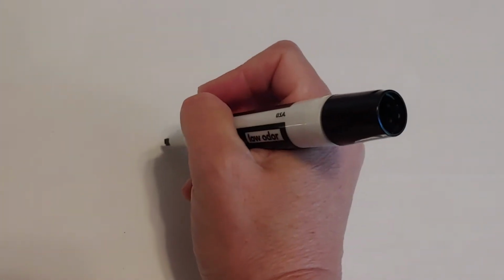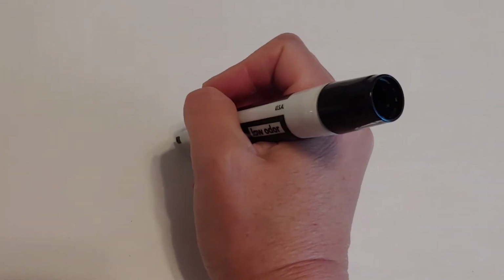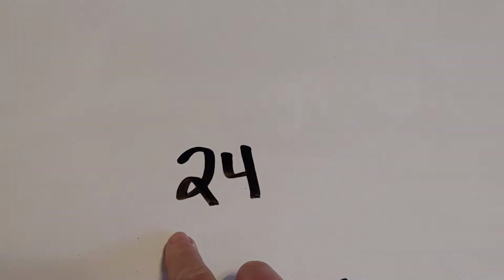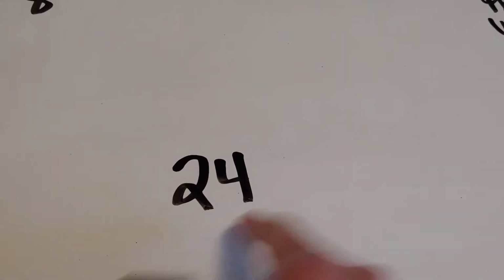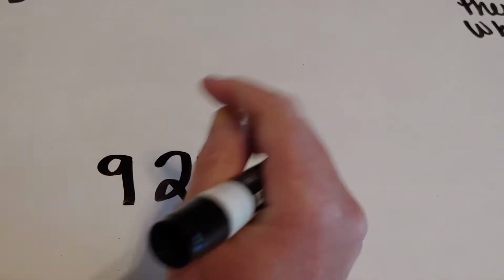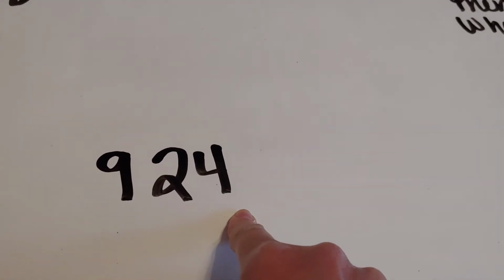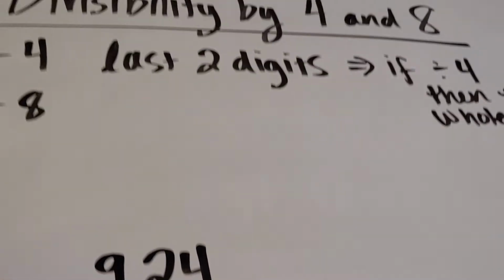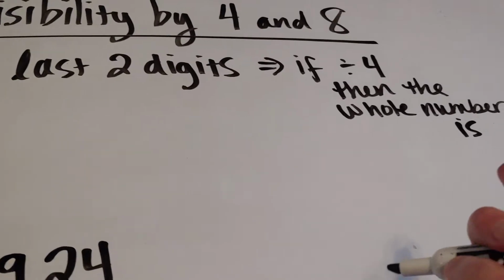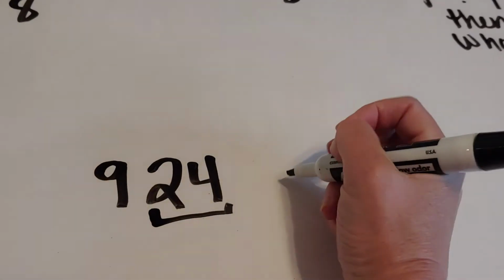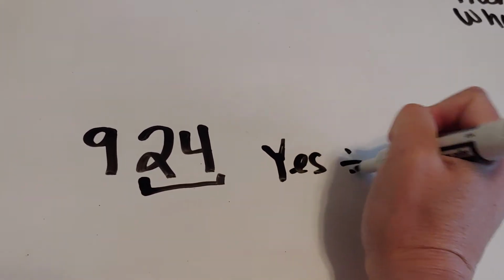So if I had, for example, just a 2-digit number, and let's say that 2-digit number was the number 24. We know that 24 is divisible by 4. Agree? Okay, so what this is saying is that if we had something like 924, this rule is saying we just look at the last two digits. And if those last two digits are a multiple of 4, or divisible by 4, then the whole number is. So that means that this would be, yes, divisible by 4.